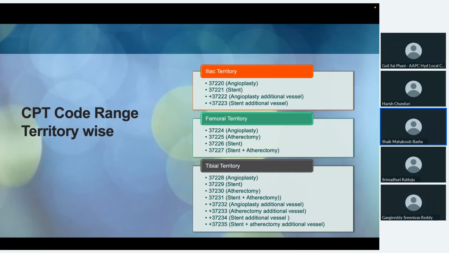Okay, I hope it is visible. I can see. Okay, fine.